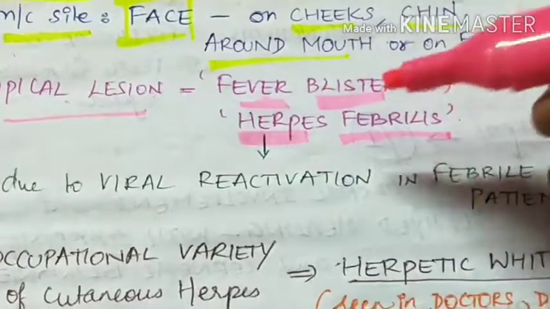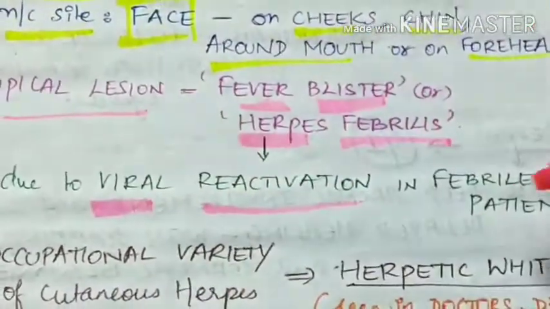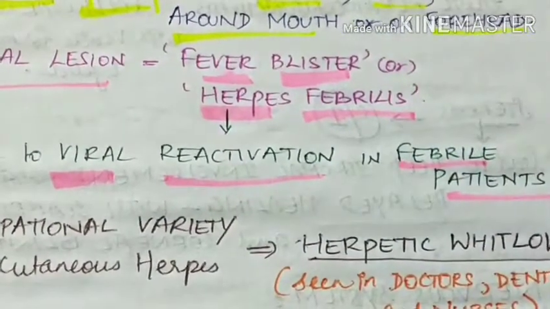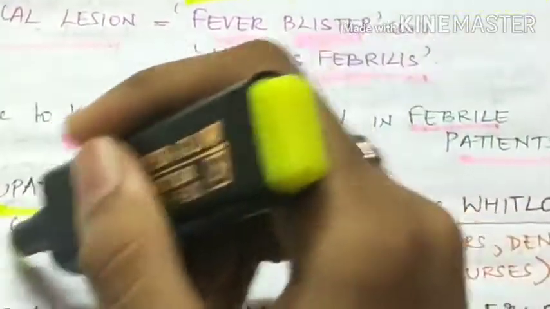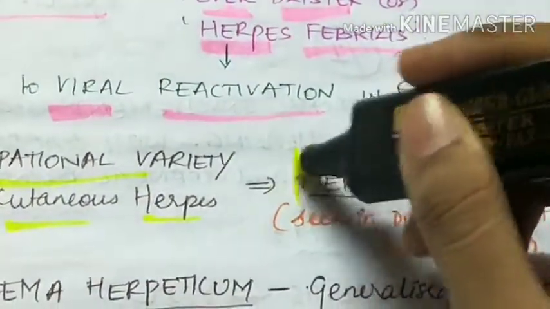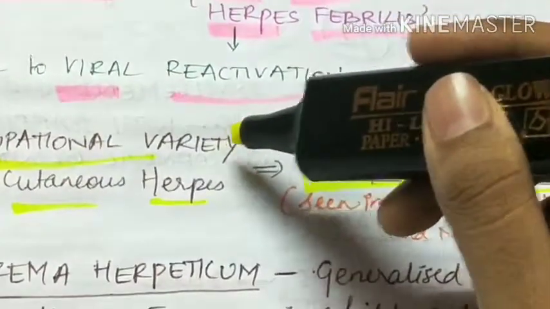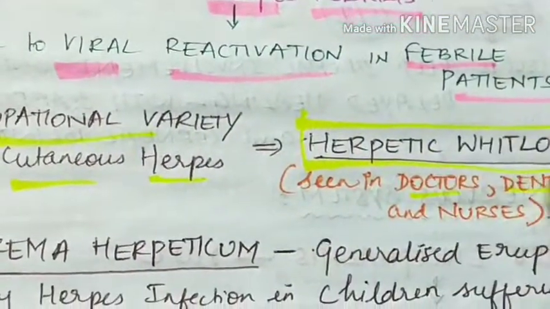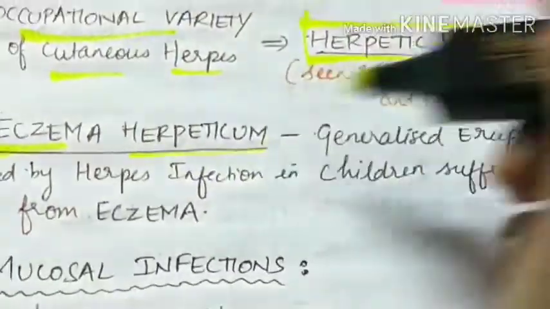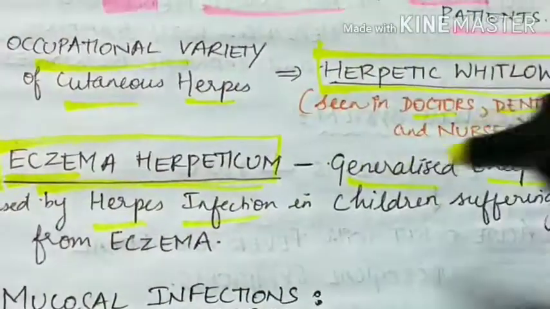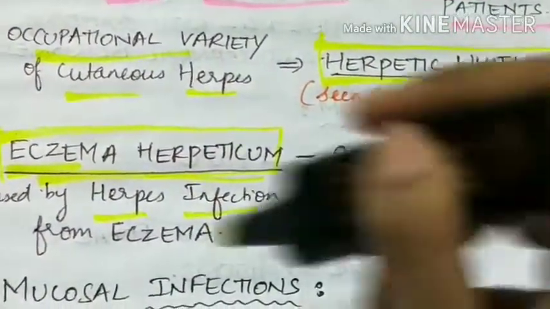This herpes febrilis occurs due to viral reactivation in febrile patients, that is, patients who have fever. The occupational variety of cutaneous herpes is called herpetic whitlow. The occupational variety means this is seen in doctors, dentists, and nurses. Next is eczema herpeticum. Eczema herpeticum is a generalized eruption caused by herpes infection in children who are suffering from eczema.